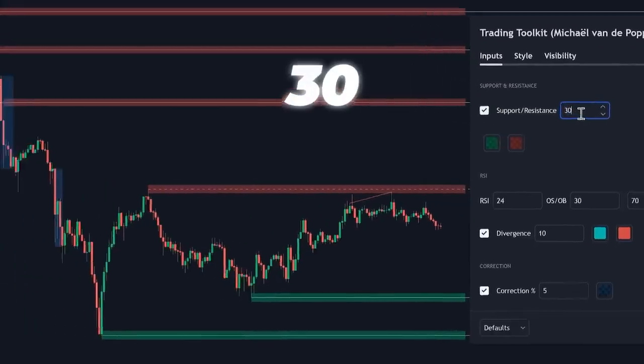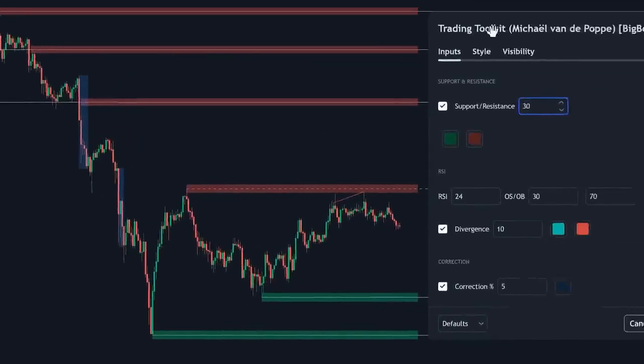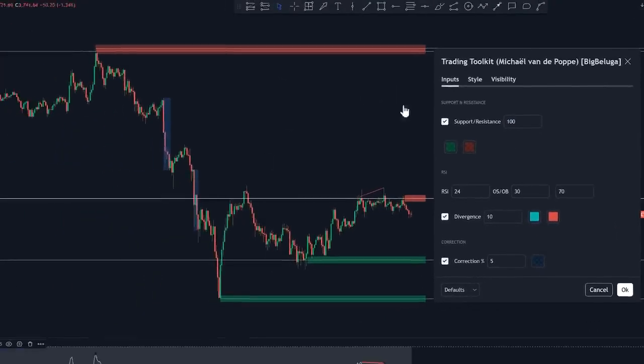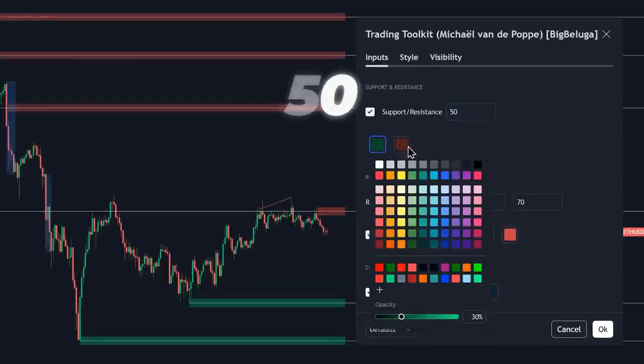This value determines how far back the indicator can go to detect and track support or resistance levels. If you have a higher value like 100, it's going to give you the levels formed up to 100 bars back. For me, I'm going to change this to 50. You can also change the colors of the support resistance levels.